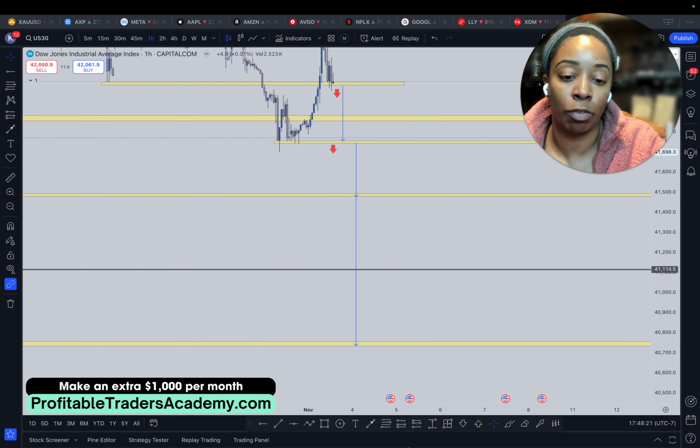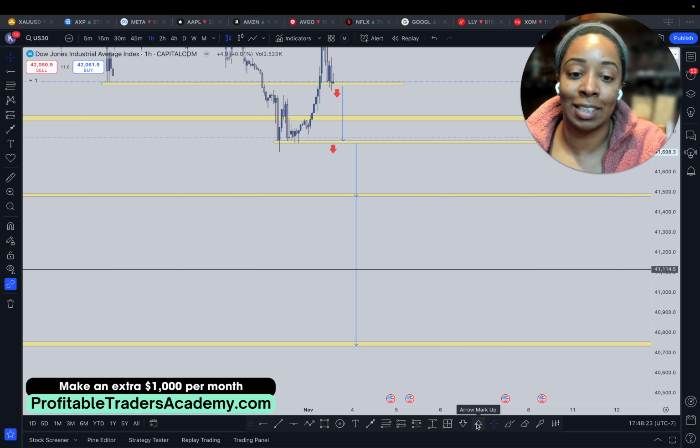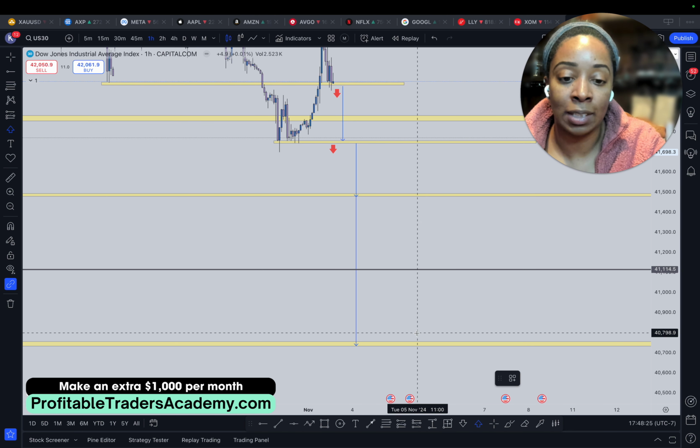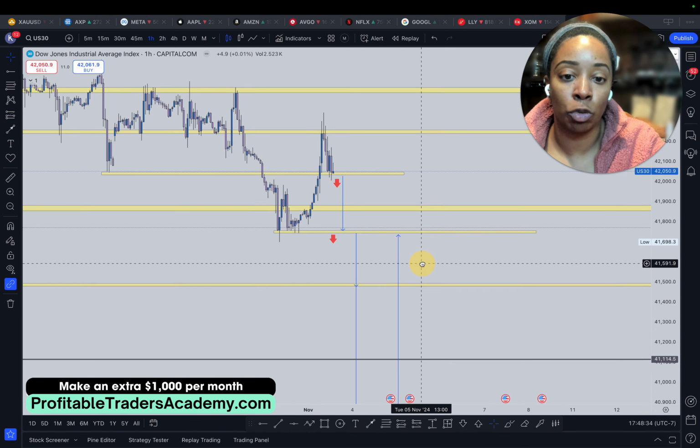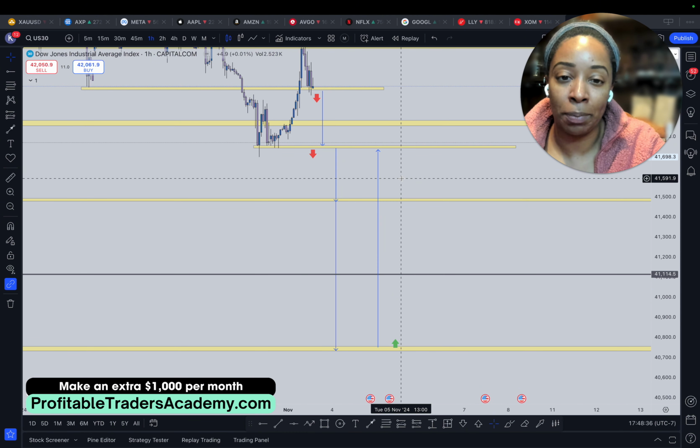And then let's just say for some reason, if price decided to go up from one of these levels, I would be looking for the buy. Now, of course, this would be a counter trend trade for sure. So just definitely be a little bit careful.